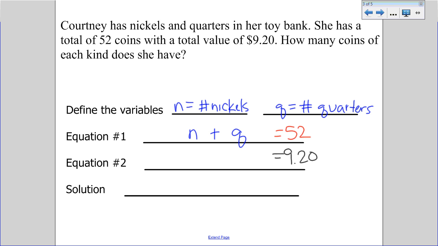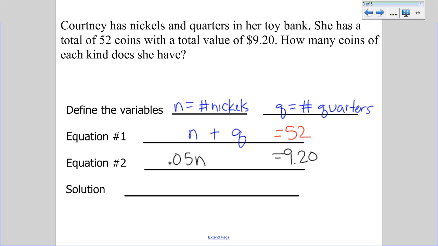But when I get to money, guys, it's the same way we would calculate the cost at the concession stand. I took how much an airhead was and multiplied it by the number of airheads. I'm going to take how much a nickel is worth and multiply it by the number of nickels.